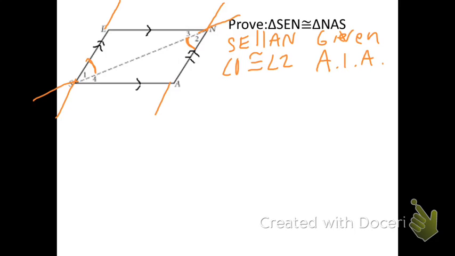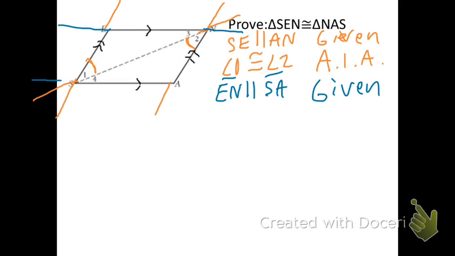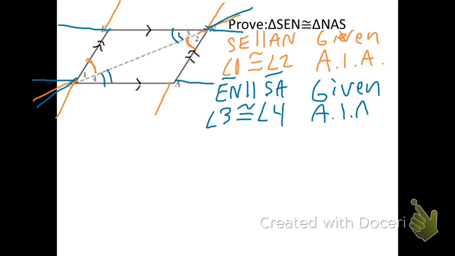Alright, now I'm just going to switch up the color so you can see the other pair of parallel lines. EN is parallel to SA. And again, I know that because it's given. And from there, let's look at these parallel lines. So I'm going to extend these lines out and then extend out the transversal again. And now hopefully you can see that angle 3 is congruent to angle 4 because those are alternate interior angles. So angle 3 is congruent to angle 4 by AIA.